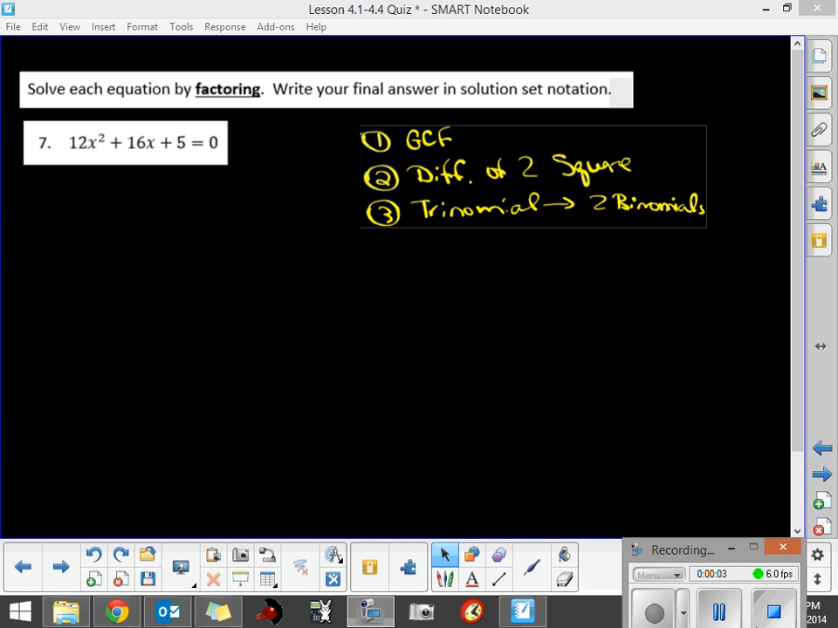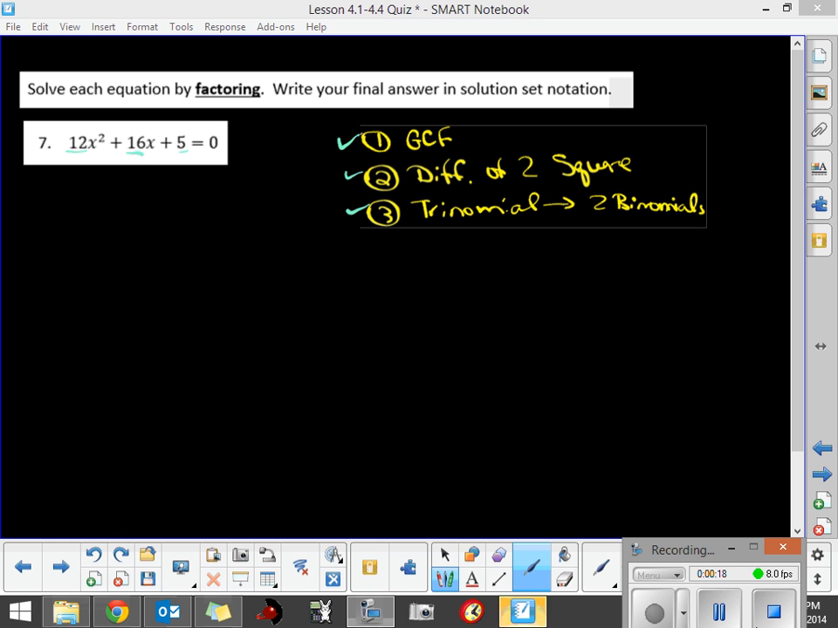Example 7, we're going to solve it by factoring as well. Now this factoring process became a little bit more complicated. If we check our greatest common factor, there is no greatest common factor between 12, 16, and 5, and there aren't x's in all of them. It's not the difference of perfect squares, so we're going down to our trinomials.